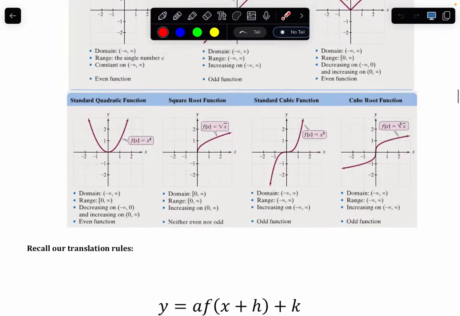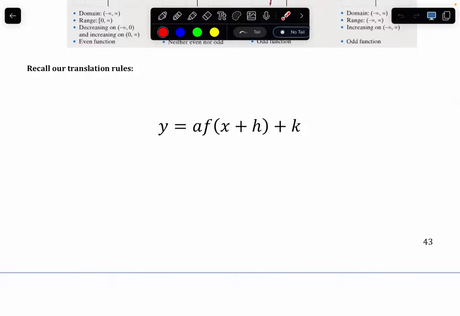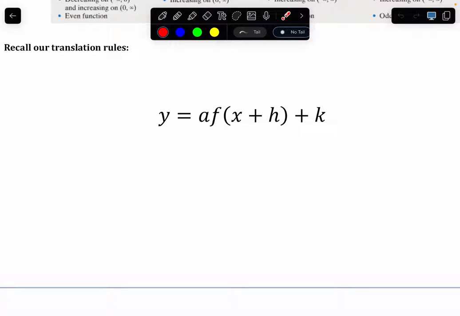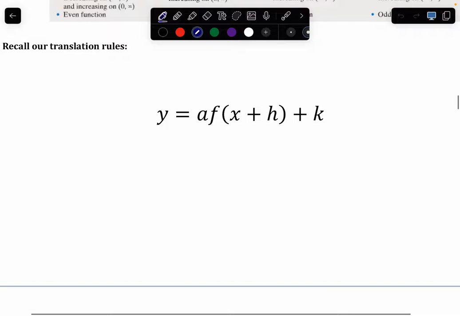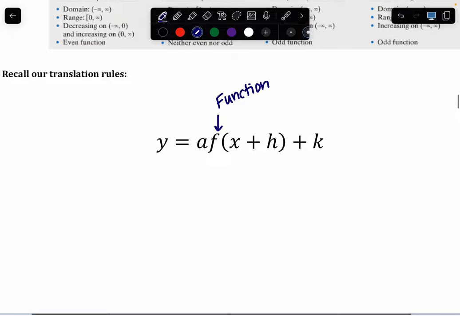So translation rules. y equals a times f of (x plus h) plus k. Remember the f is just the function. So that means, is it the absolute value? Is it the x squared? And the function helps determine the shape of our graph. Is it squared, so it gives us a parabola? Is it absolute value, so it gives us a V? Is it square root, so it gives us like a sloppy square root sign? So we'll talk about that.